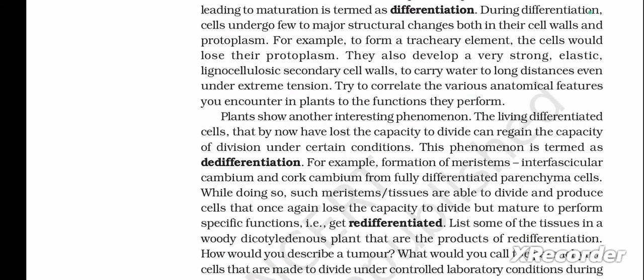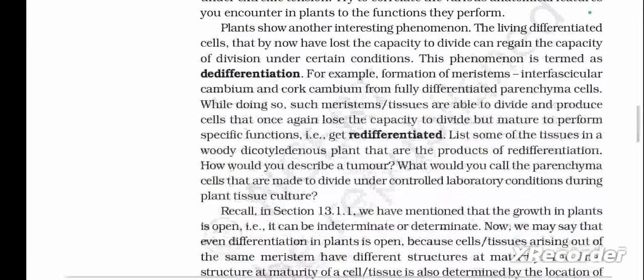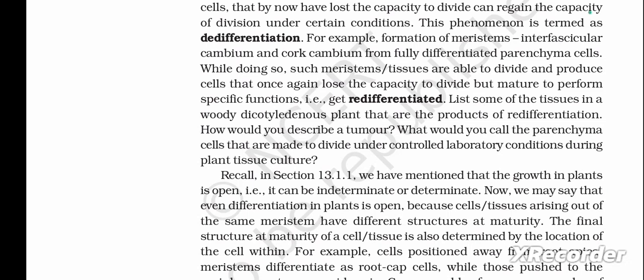Plants show another interesting phenomenon. The living differentiated cells that by now have lost the capacity to divide can regain the capacity of division under certain conditions. This phenomenon is termed as dedifferentiation. For example, formation of meristems, interfascicular cambium and cork cambium from fully differentiated parenchyma cells. While doing so, such meristems or tissues are able to divide and produce cells that once again lose the capacity to divide but mature to perform specific functions, that is, get redifferentiated.